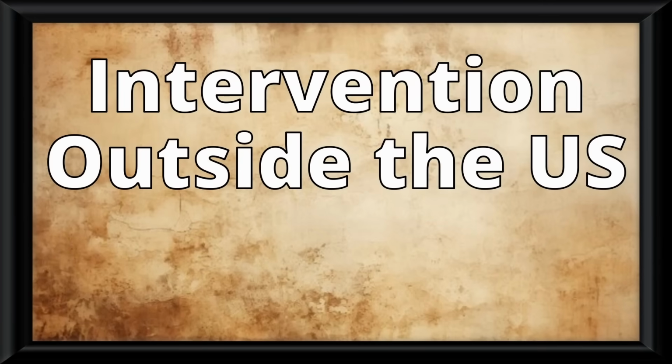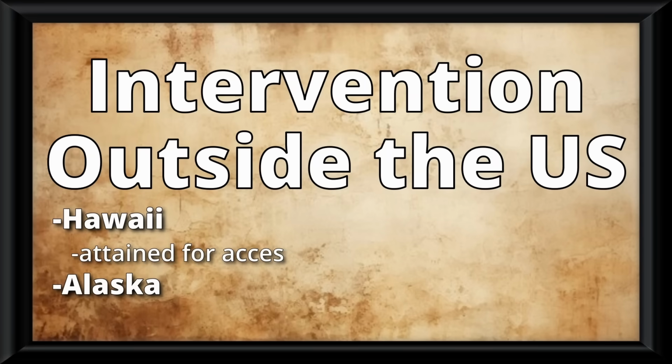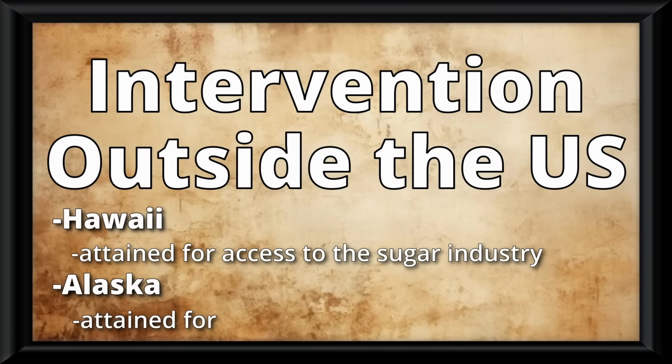Your two examples to memorize here is the US attaining the lovely Hawaii and Alaska. Hawaii was attained for access to the sugar industry, and Alaska was attained for its positioning and resources. There are also other examples, but you don't necessarily need to know them all.